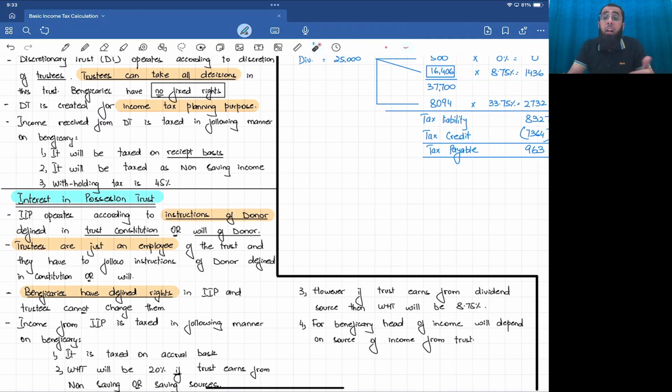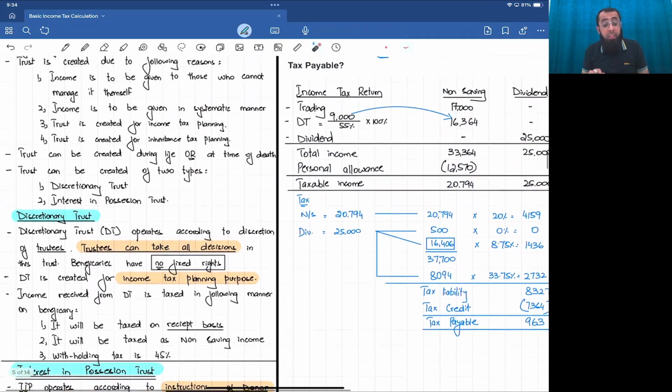Then in the previous class, we introduced the concept of dividend income. We looked at its tax rates. We looked at the 0% band of the dividend income. We applied that in three practice questions. And then we introduced the concept of trust income.